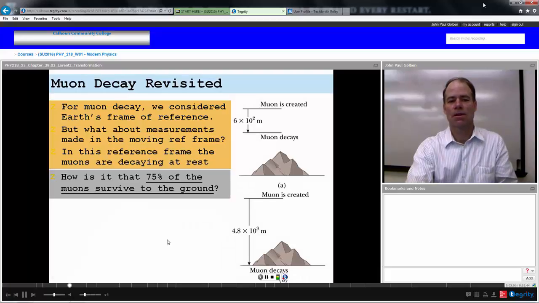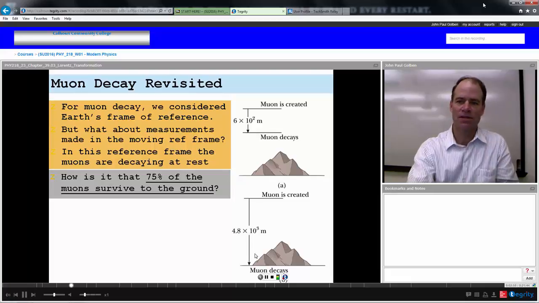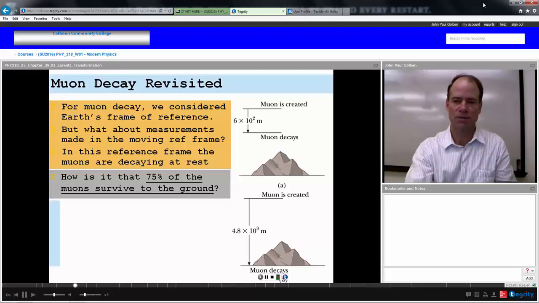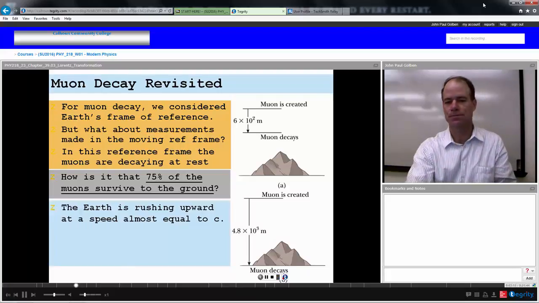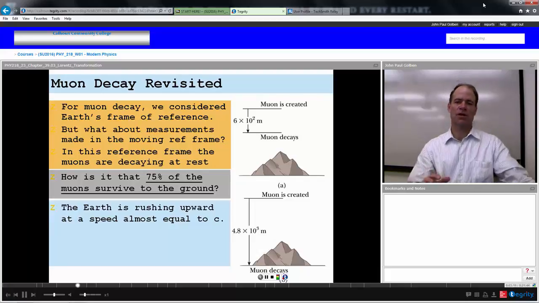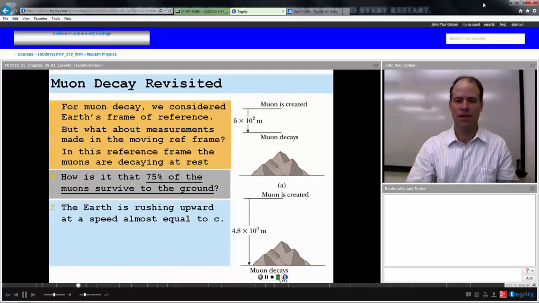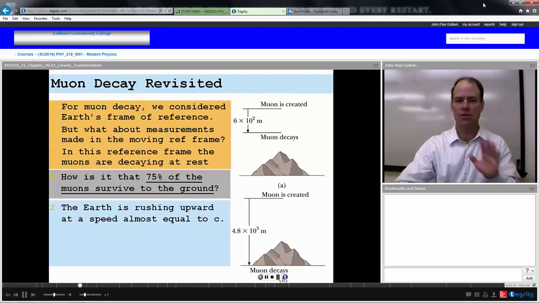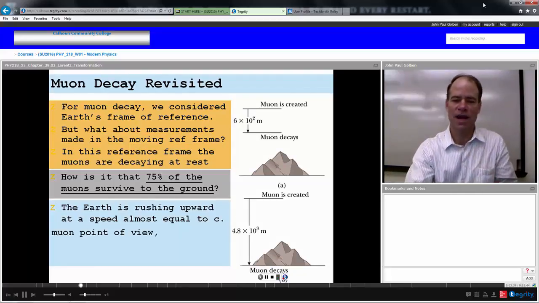So, how is it that 75% of the muons actually survive the trip to the ground, to the Earth? Because for 2.2 microseconds, they should only survive for a certain distance, maybe 600 meters. Well, from their perspective, the Earth is actually rushing up towards them, and the distance between where they are and the Earth is a moving distance. It is going to be contracted.